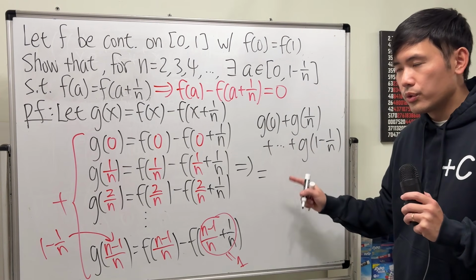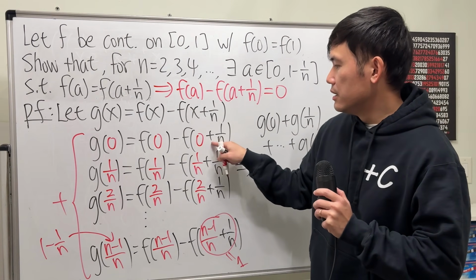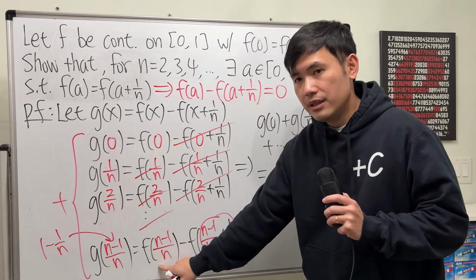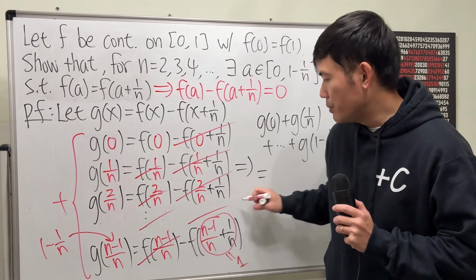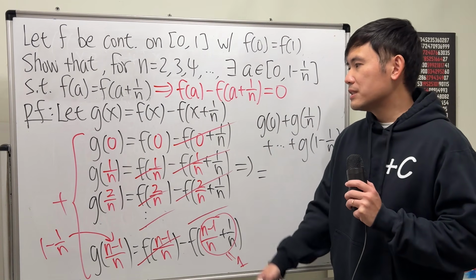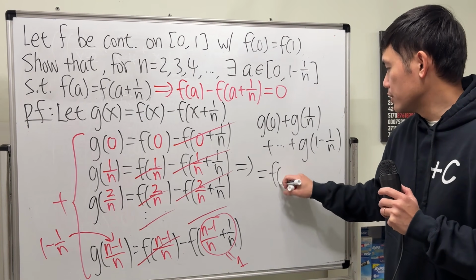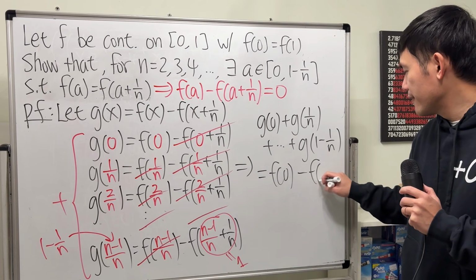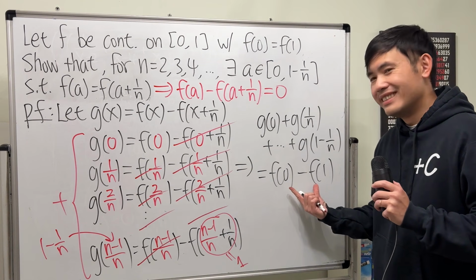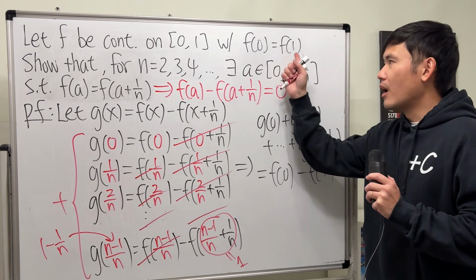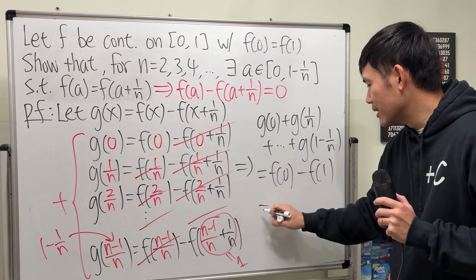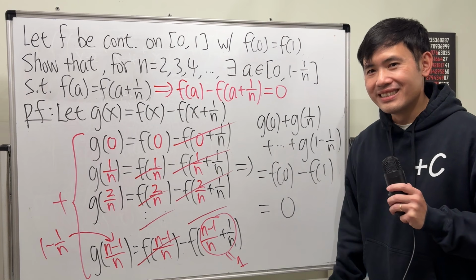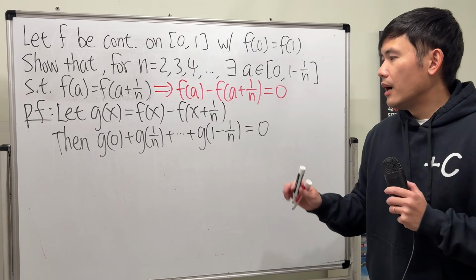That will be equal to, on the right-hand side, this and that cancel, this and that cancel, and so on. This is going to be gone with the term before that. So the only two terms that are left are f of 0 minus f of 1. Now what's this? f of 0 and f of 1 are equal, so when you subtract them, that must be 0. This is what we have once we have this g function.